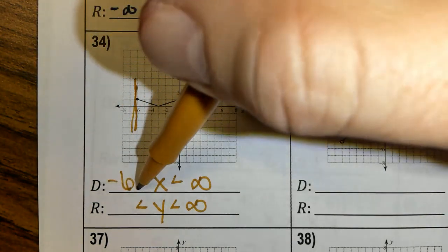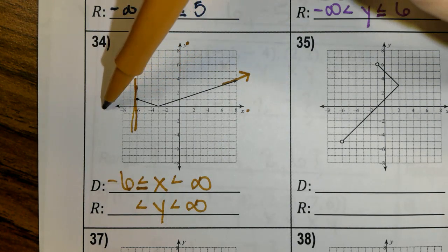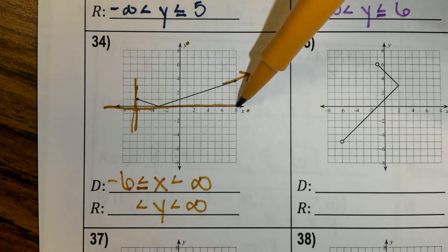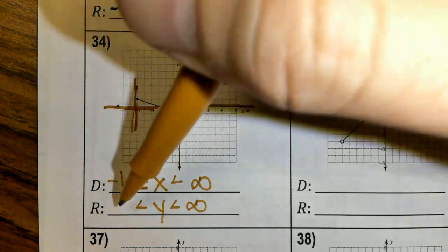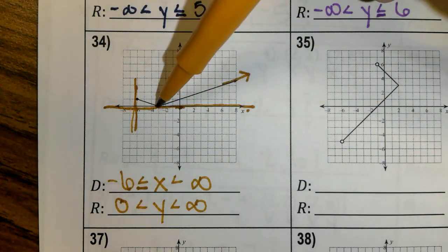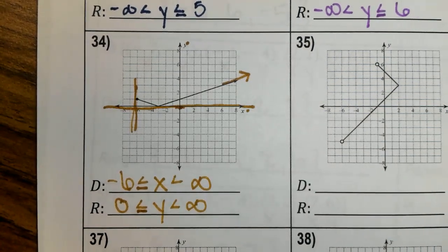That's in a closed circle, so I have to underline that one. And the bottom of my graph is right here on the line. So on the line for y, that's 0. That is not an open circle or infinity, so I underline it. And I'm done.